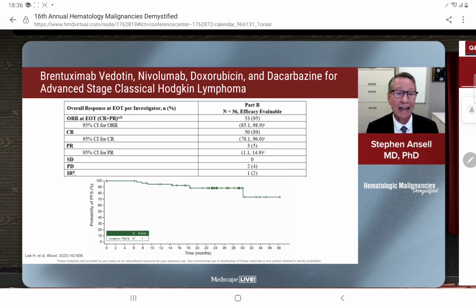Data now looking at, can we further improve the toxicity profile? In limited stage patients, the use of brentuximab plus nivolumab, then only with doxorubicin and dacarbazine, showed really good results. This is similar matching data in advanced stage patients, and you can see these results look outstanding. However, this will need to be compared against, for example, nivolumab AVD chemotherapy to show that it is truly better.